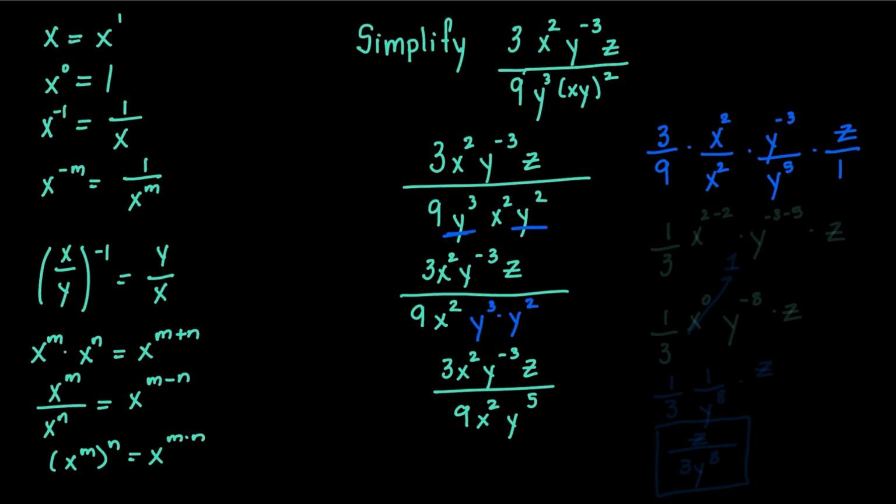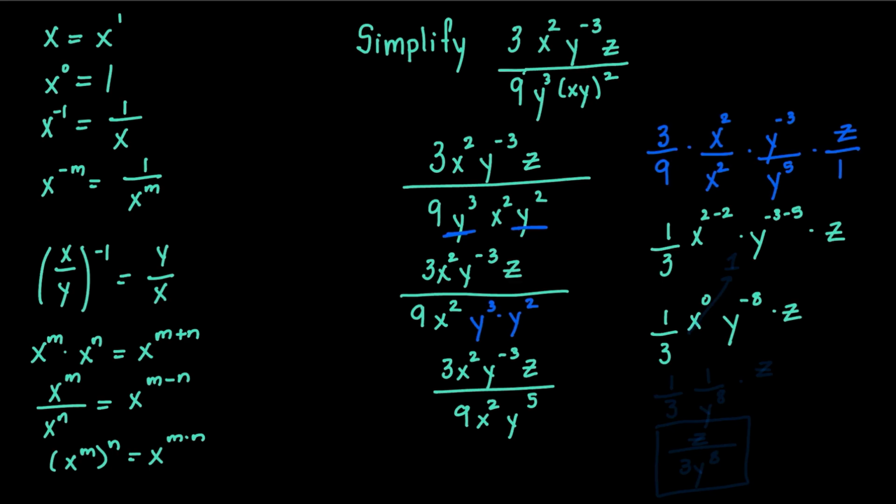3 over 9 simplifies down to 1/3. X squared divided by x squared, you either see that as 1 or you can subtract the exponents and see that it's 2 minus 2. It's going to be negative 3 minus 5, and z will still stand alone. So 1 over 3, x to the 0, y to the negative 8th times z.